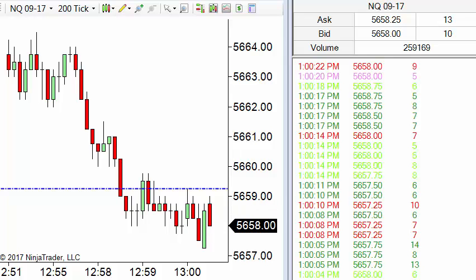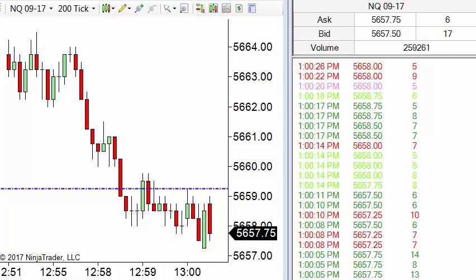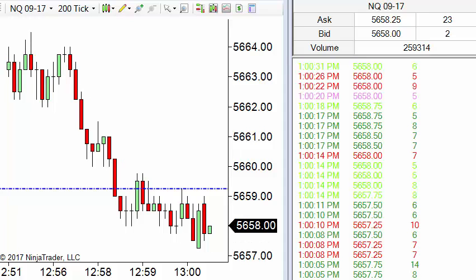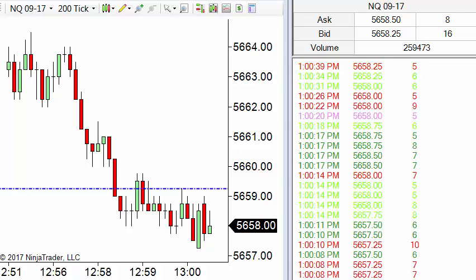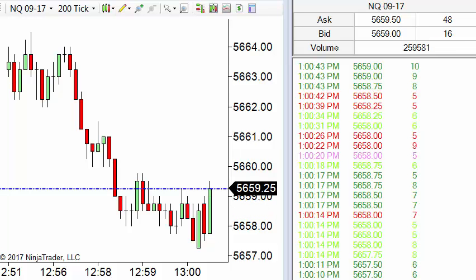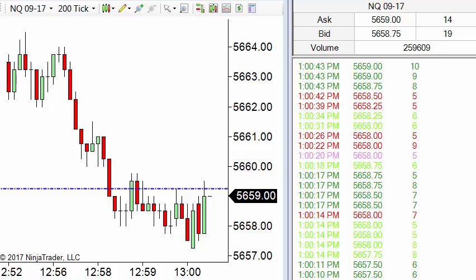Okay, now, by the way, when it's light green like that in the time and sales, that means people are actually overpaying a little bit. And that's a sign that either they're getting a little slippage or they're just being real aggressive on the buy side. And when it's magenta, then they're being a little aggressive on the short side, or they're getting some slippage there. So, and there we go.